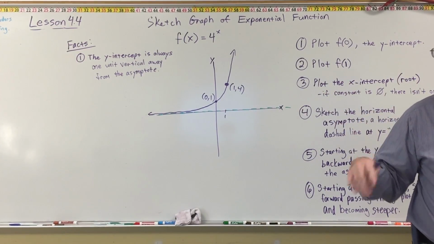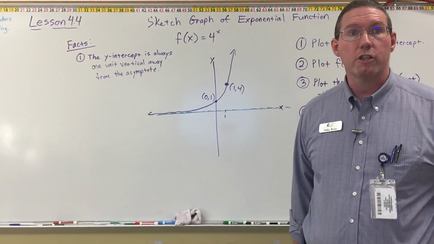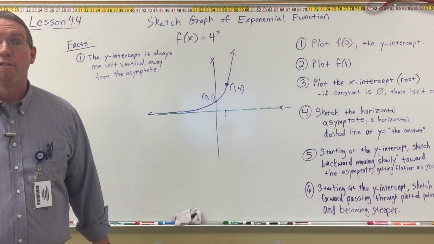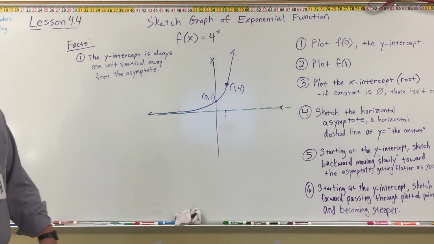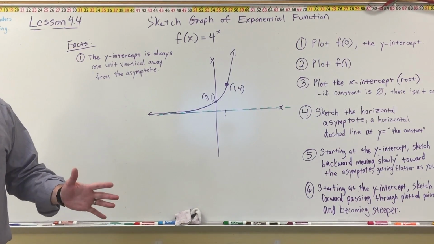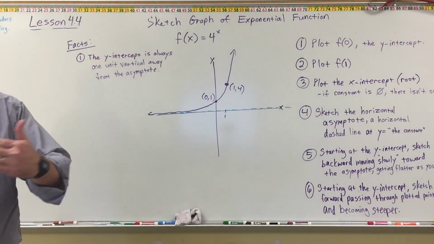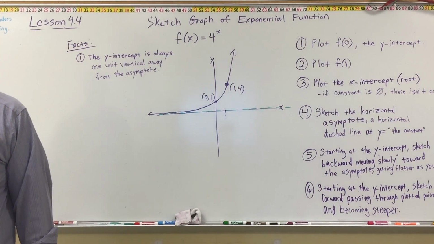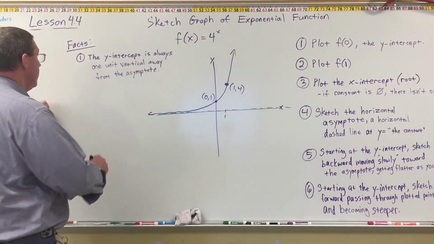You might be like, what in the world? That's obviously above. We're about to see a situation where your exponential function is below the asymptote, and that's when you have a negative on the front of the exponential function. But you're always 1 unit away. If your asymptote's at 7, then your y-intercept is either at 8 or 6. If your asymptote is at -3, then your y-intercept is either at -2 or -4. So that's one of the first facts you need to understand.